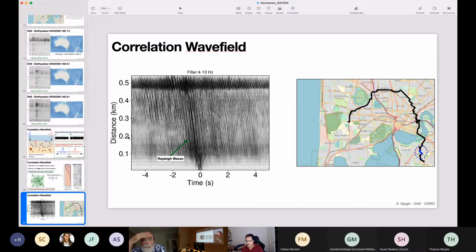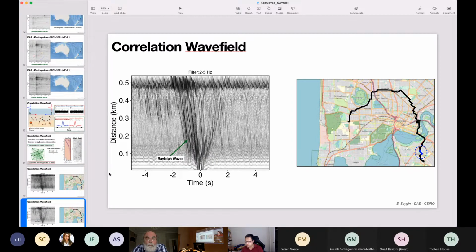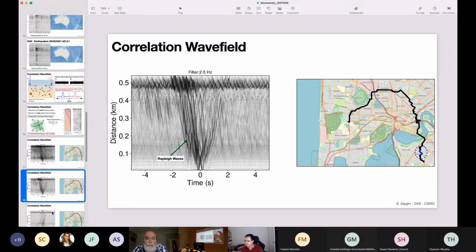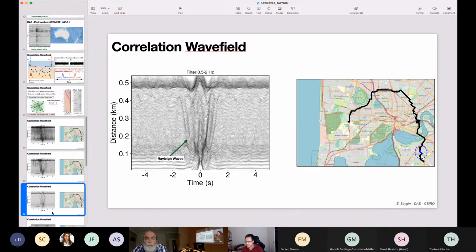Now, this was filtered at quite a high frequency, so the Rayleigh waves are very sensitive to the surface. Even if we change the filter range, for the same portion we still get the Rayleigh waves consistently. They arrive earlier because the Earth gets faster in the deeper parts. And even at relatively low frequencies, the Rayleigh wave propagation is still very clear.